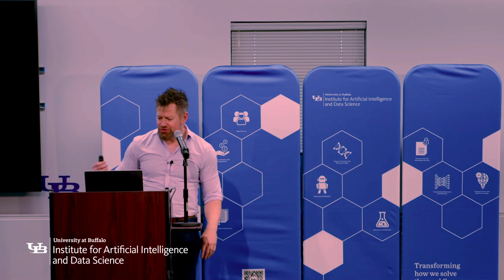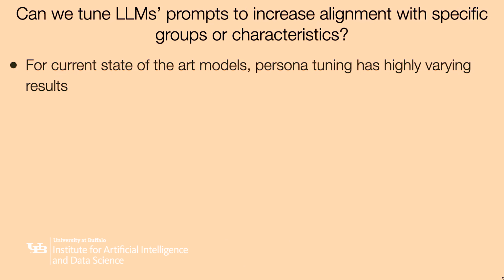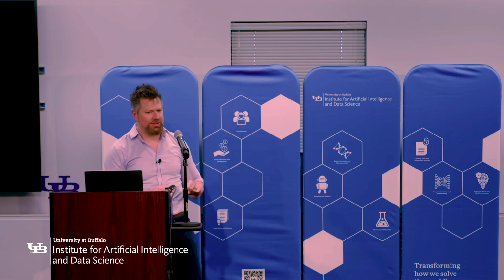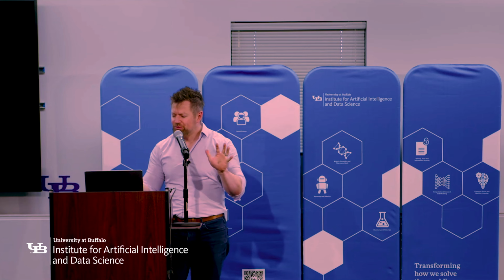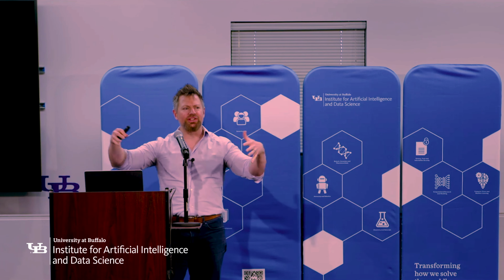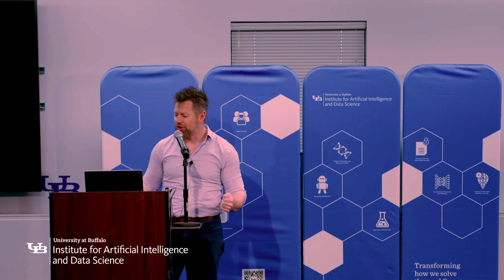So going back to our initial questions, can we actually tune these models to better align with specific groups or characteristics to get better performance? Personas, not really. It seems like if we want to do this, trying to get domain knowledge out of it doesn't seem to work well. And in fact, it seems to only minimally impact these factoid-like questions. We can get some generic response, some system-level behavior. If we use the genetic algorithm reinforcement learning approach, we can generally improve performance, but it's not optimizing for a particular persona. So it suggests that there's a broader set of behaviors that we can evoke from it that generally work well.